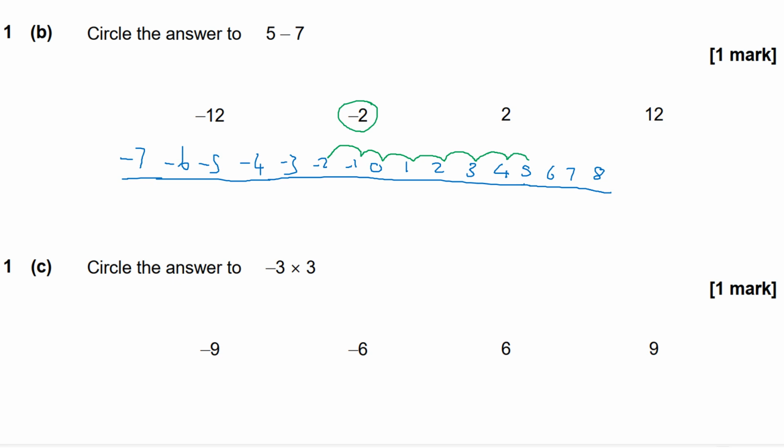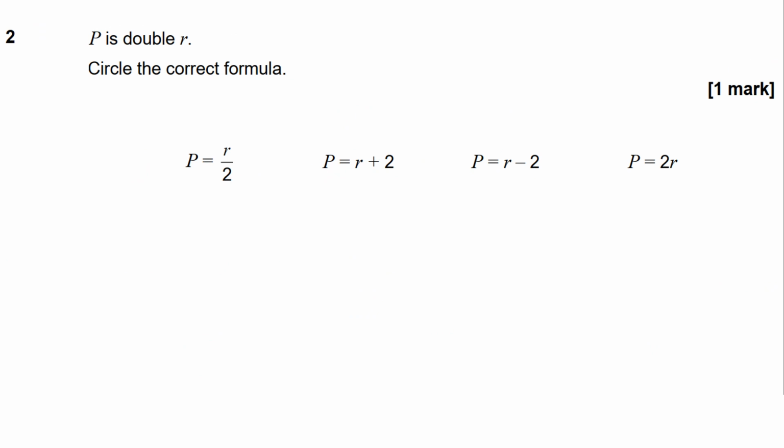So this one, minus 3 times 3. So we know the answer is going to be a minus. Minus 3 times 3. Well, we know 3 times 3 is 9. So minus 3 times 3 will then give us minus 9. So let's circle minus 9. There we go. And let's move on to the next question.